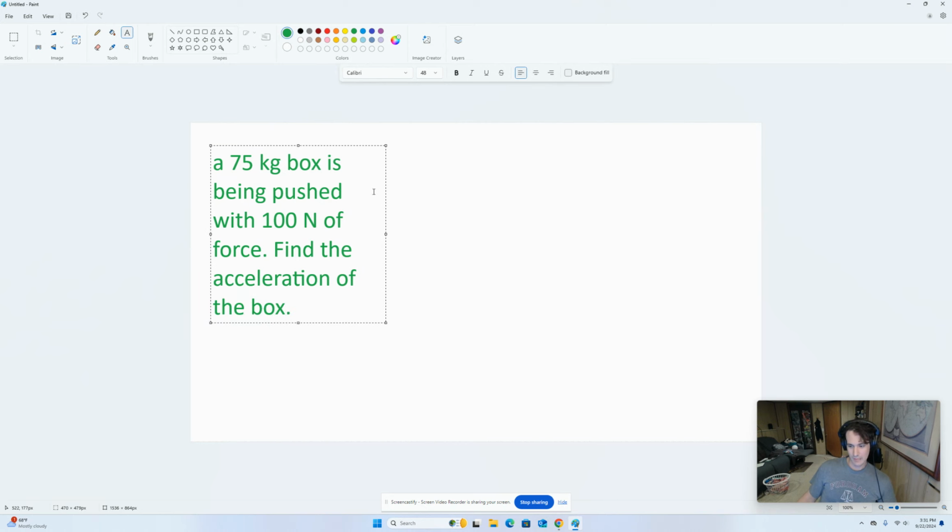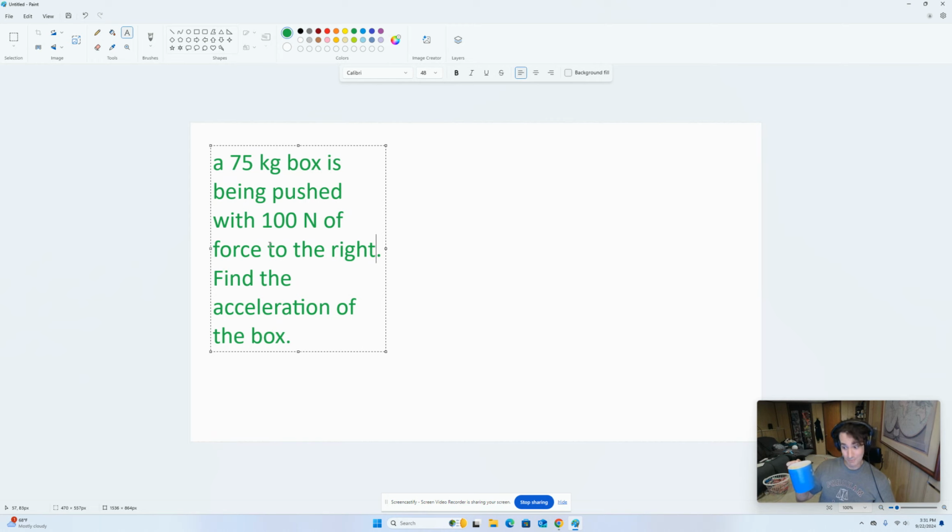This problem, it's funny, I just made it, and I already don't like it because I'm like, which direction? So let's add that. Being pushed with 100 newtons of force to the right. Okay, and that matters because, if you're going on a road trip and you want to go to New York City, right? We're in Iowa right now, or at least I'm in Iowa. If I want to go to New York, I should probably go east. If I get on the road and I go 75 miles per hour west, I'm not going to get to New York very soon, am I?